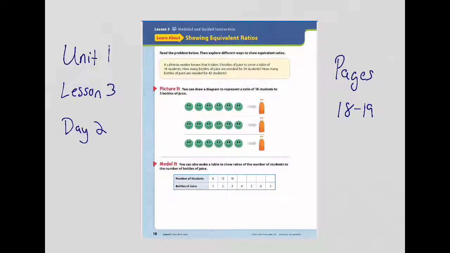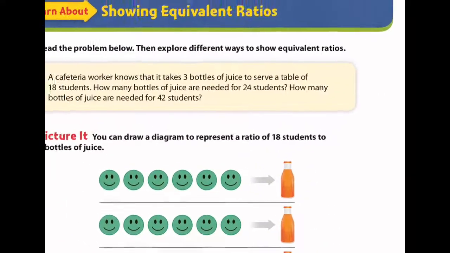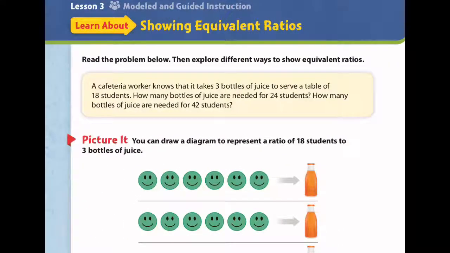All right, so now let's get started, and we are going to talk about some equivalent rates. On page 18, you're basically just going to stick with me as I go through some stuff. When we get to page 19, that's when you're going to be doing some problems. So here's what it says. It says, read the problem below, then explore different ways to show equivalent ratios.